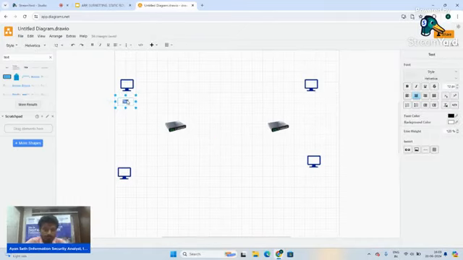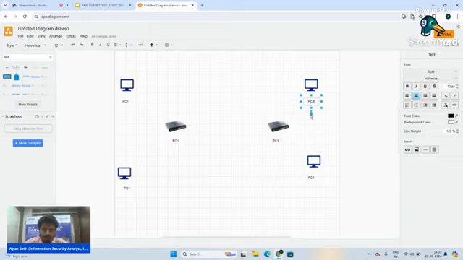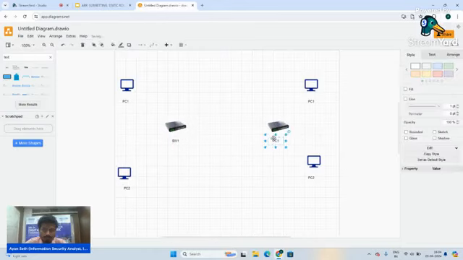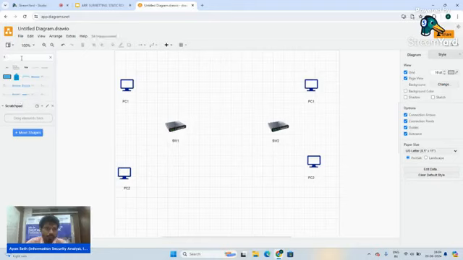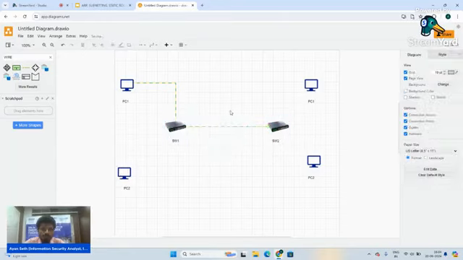So let's say this is PC1. Let me copy it and paste it. Let's change the labels. For instance, this is PC1 for switch 2, this is PC2, this is also PC2, this is switch 1, and this is switch 2. Let's connect all these devices with a wire.